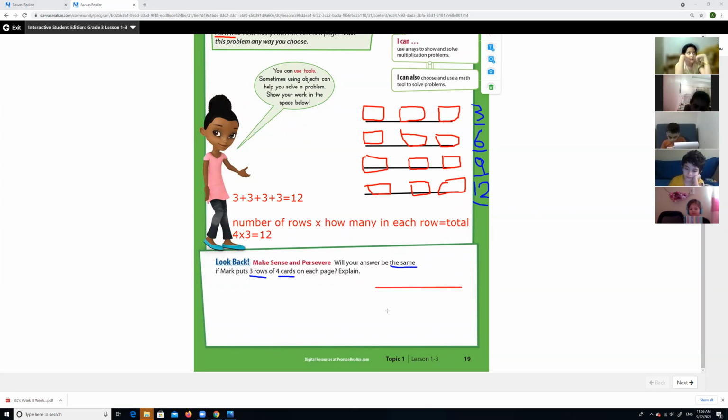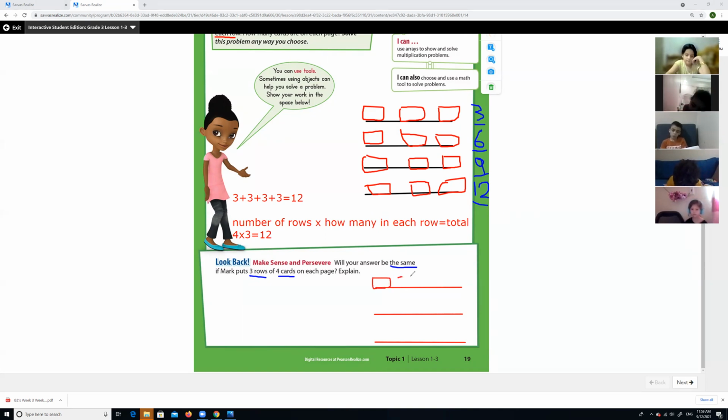1, 2, 3. This time I have only 3 rows of 4 cards on each page. So I will put 4 cards on each row. 3 rows of 4 means 3 rows, and in each row 4 cards. Now I will draw 4 cards on each row.